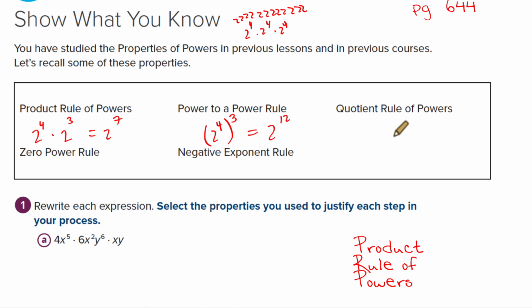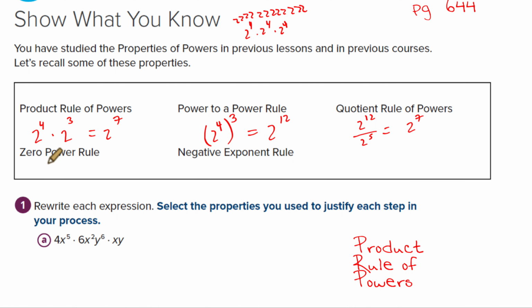The quotient rule. Suppose we have 2 to the, we'll say 12th, and then down here we have 2 to the 5th. What will that equal? The quotient rule, we are dividing. That's what quotient means. So we would have 12 2's on top. We take 5 away. 5 would cancel. So it's simple subtraction. That would give us 2 to the 7th. The rule is subtract there.